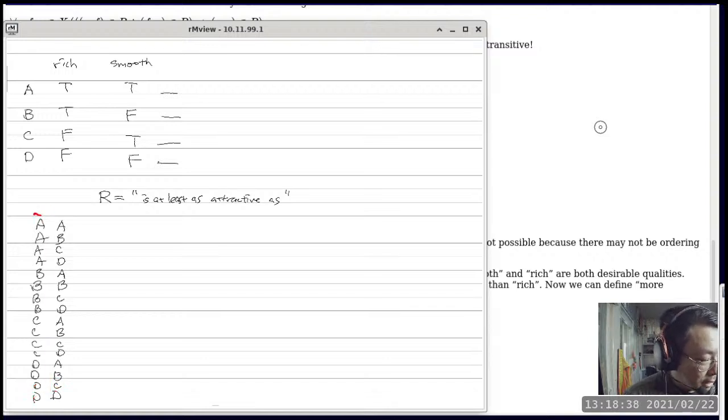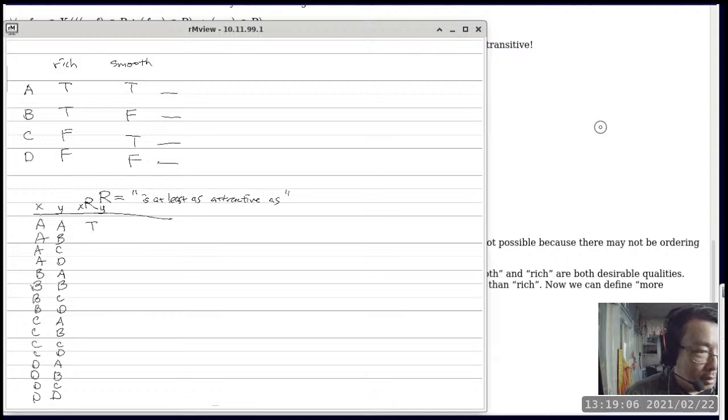Whew, okay. And now we want to define whether R should be true or not. This is X, this is Y, this is X R Y. So if you are comparing two characters who are both rich and smooth, then the answer is, one is at least as attractive as the other one, right?